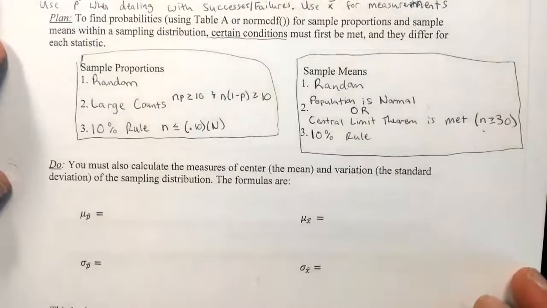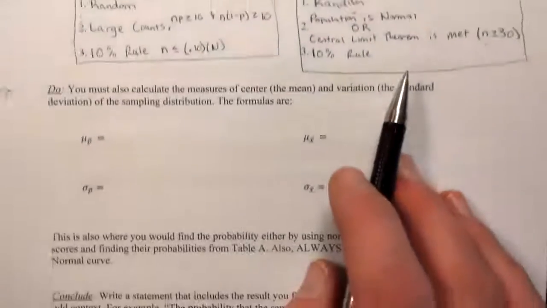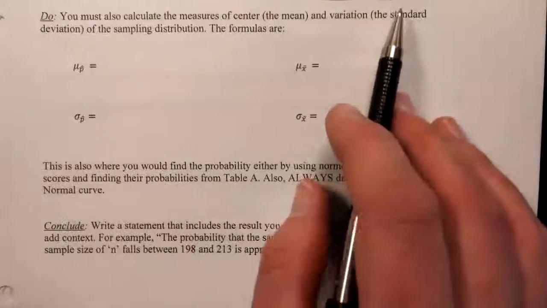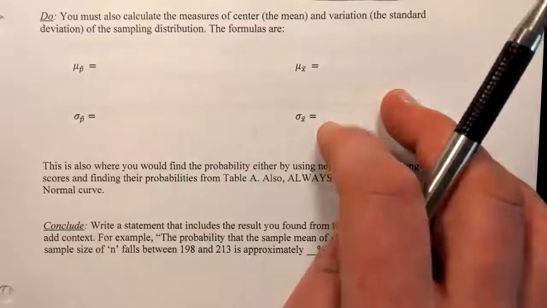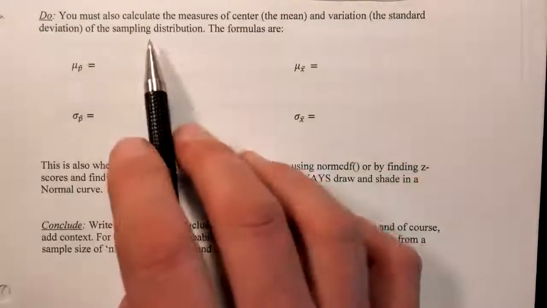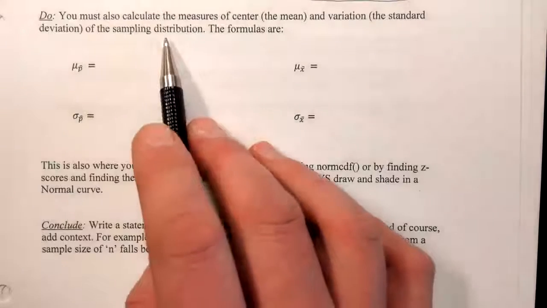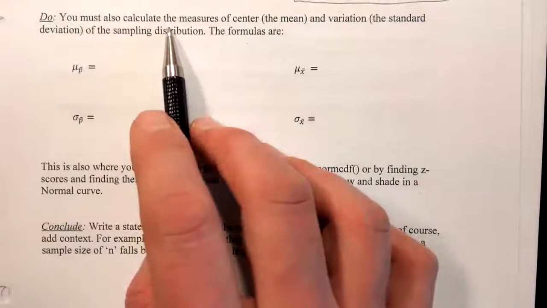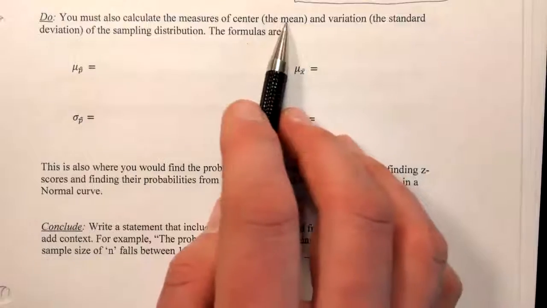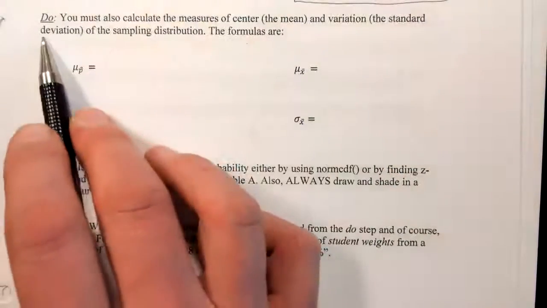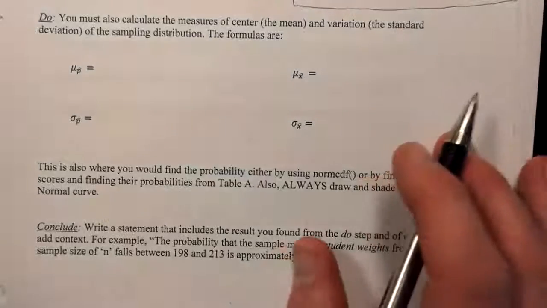All right. State the problem, check these conditions. And then finally, we get to actually do some calculating. Let's move on to the do step. State, plan, do, conclude. For the do step, this is where we're actually going to find our probability. In order to find the probability, we need to find the measures of center, the mean, and we need to find the standard deviation. Let's just jot down the formulas one more time. A nice, easy place to find.